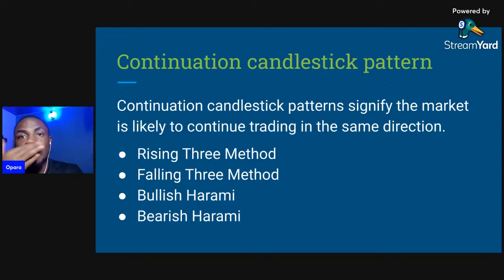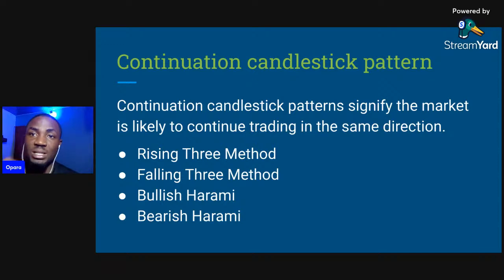Now, continuation candlestick patterns. Remember, we did the bullish reversal, bearish reversal, and indecision. Now, what are these continuation candlestick patterns? Continuation candlestick patterns signify that the market is likely to continue trading in the same direction. So let's assume that the market is pumping, and you discover that one of these few candles I'm going to be listing begins to form. Have it at the back of your mind that the market is most likely going to continue pumping. If the market is dumping and a continuation candlestick pattern forms, it means the market is going to continue dumping.